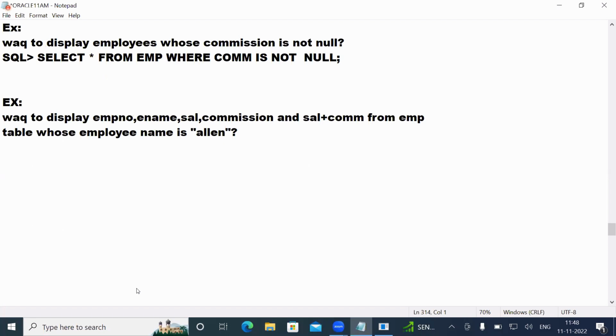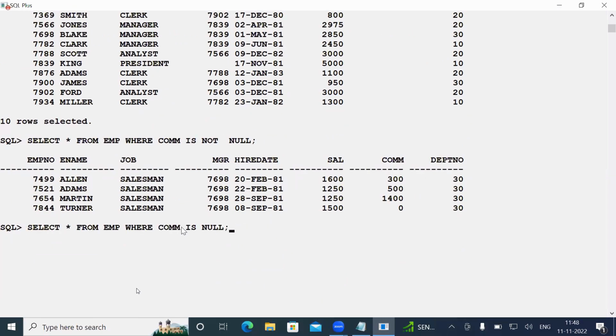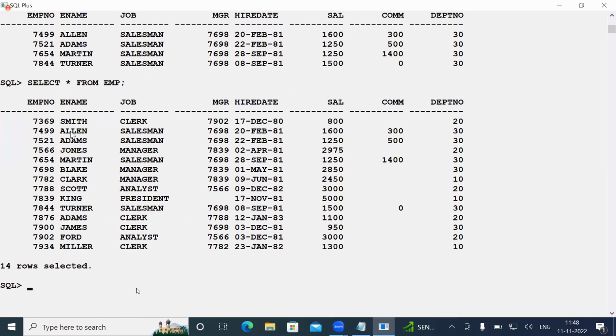So for the employee Ellen, I need to display number, name, salary, commission, and also calculate salary plus commission. Now let me come out and see our EMP table. Ellen's employee number is 7499. Carefully observe, guys. His name is Ellen, his salary is 1600, his commission is 300. Then if I add salary plus commission, how much will it show, guys?